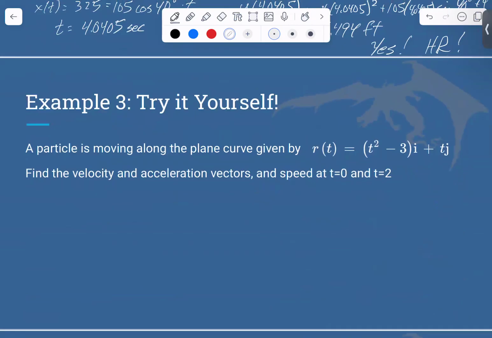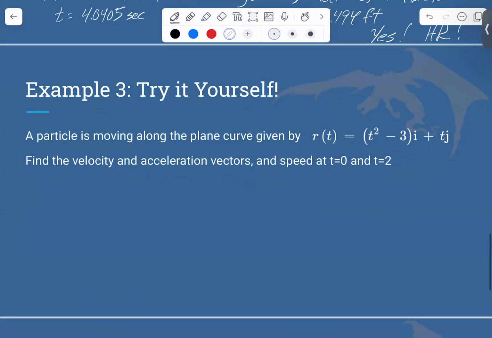So this is a particle that's moving along the plane given by the following motion. All right, find the velocity and the acceleration vectors, and then plug it in for the speed at t is equal to 0 and t is equal to 2. So please put this on pause, and then in a second, once you figure it out, replay it.